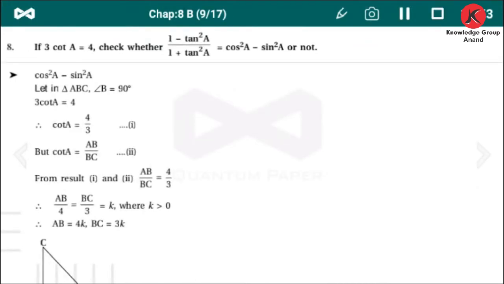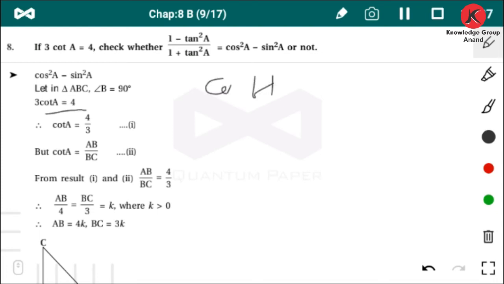Now question number 8. If 3 cot A is equal to 4, check whether 1 minus tan square A upon 1 plus tan square A is equal to cos square A minus sin square A or not. We check here. 3 cot A is equal to 4, then cot A is equal to 4 by 3.